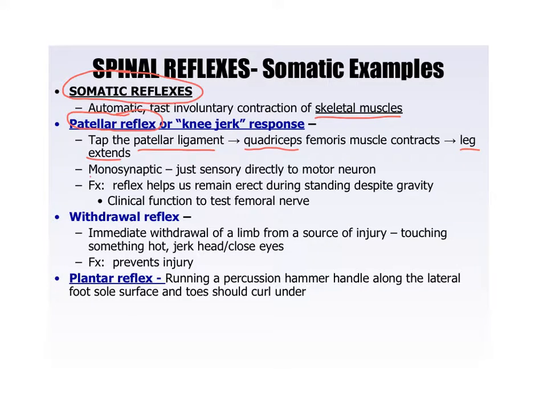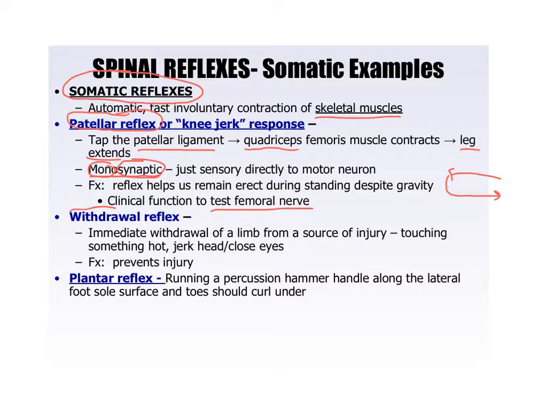Now it's what's called monosynaptic. I think you can probably figure out what that means just by the word. Mono means one, synaptic means synapse. So this has to do with a sensory neuron having one synapse with a motor neuron, which then elicits the response of kicking your leg. And doctors do this to test your femoral nerve, to see if it's working properly.